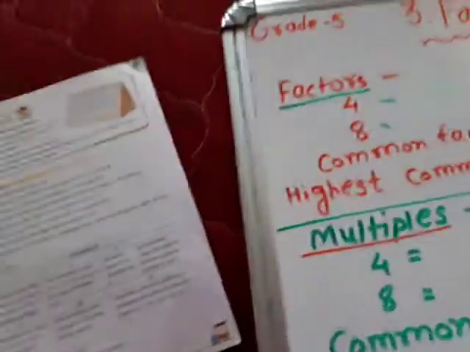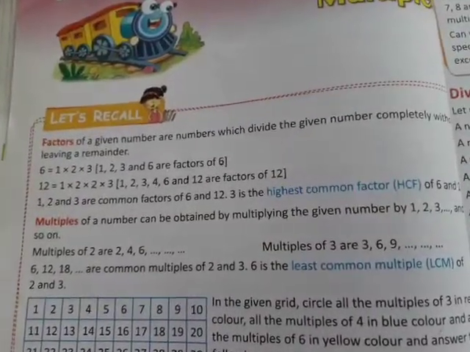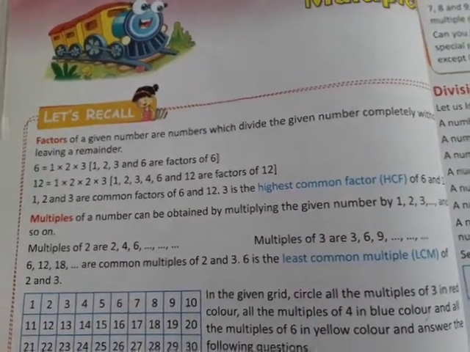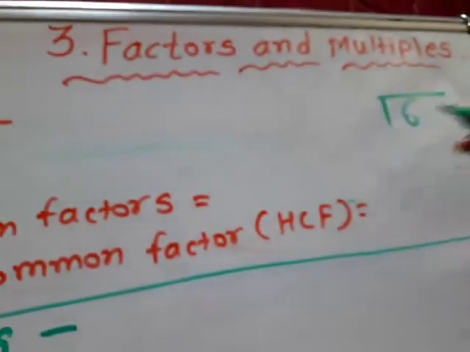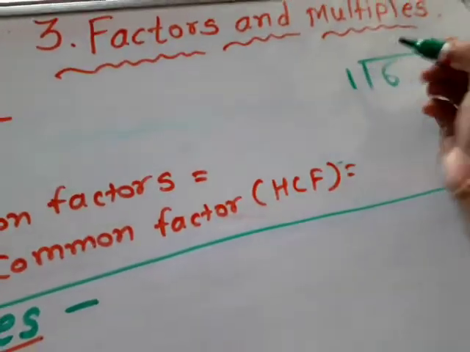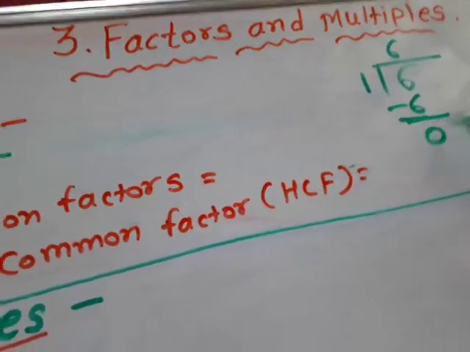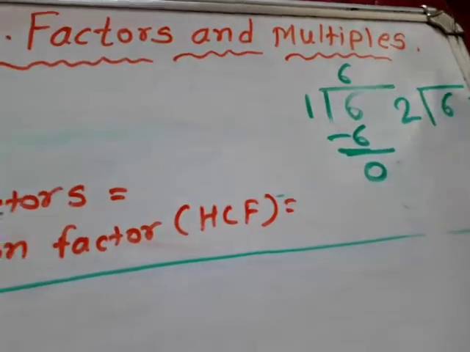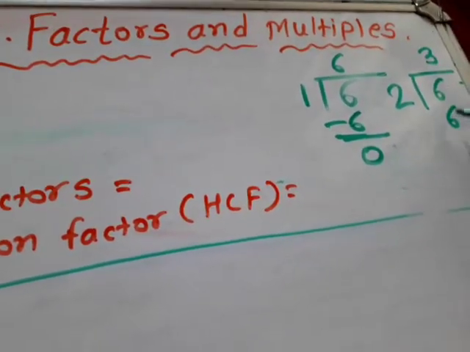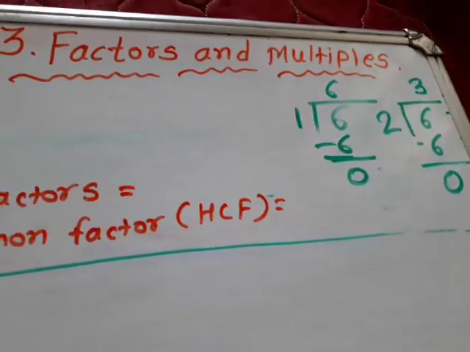See, definition of factor. The factors of a given number are the numbers that divide the given number completely without leaving a remainder. Suppose I find the factors of 6. I start from 1, table of 1. 1 sixes are 6, means we get remainder 0. Then I divide this number by 2, we get answer 3. 2 threes are 6, means again remainder is 0, means 1 and 2 are factors of 6.